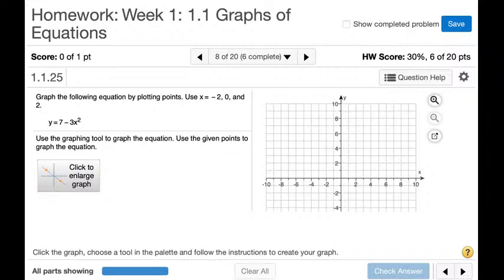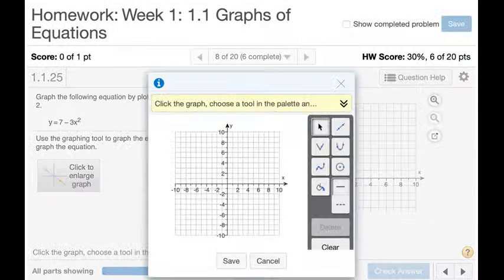Okay. So we're asked to graph by plotting points, and they gave us the x values that they want us to choose. It's going to be a parabola. The highest exponent is 2. The parabola opens downward because the leading coefficient is negative, and the y-intercept is 7. But we're going to choose this. It says by plotting points.